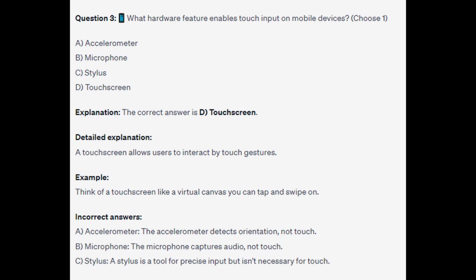And for the incorrect answers, the accelerometer detects orientation, not touch. The microphone captures audio, not touch. And the stylus is a tool for precise input but isn't necessary for touch.